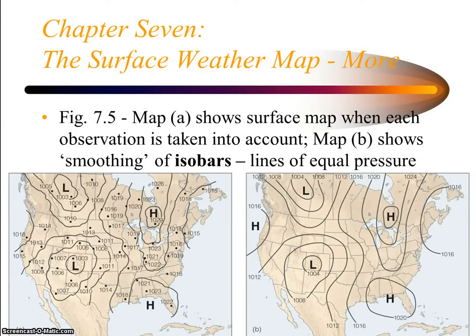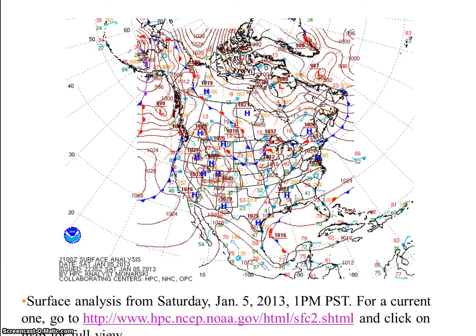Now, figure 7.5a is a surface weather map showing every single observation of pressure being taken into account. Map B is smoothed out isobars, lines of equal pressure. So computers sort of smooth these out so they look nice and smooth when we want to have a very quick and dirty analysis of the surface pressure patterns across the United States, for instance, on a weather map.